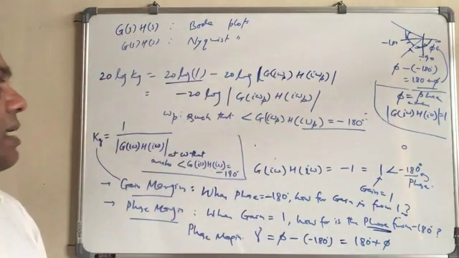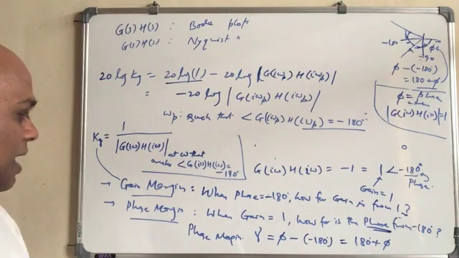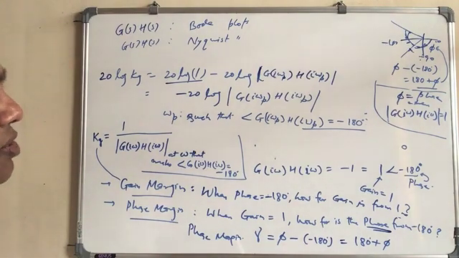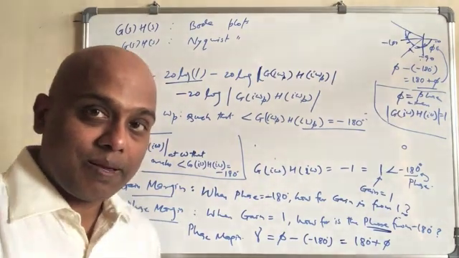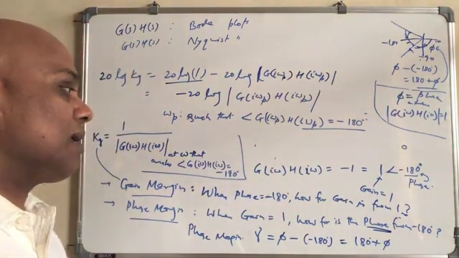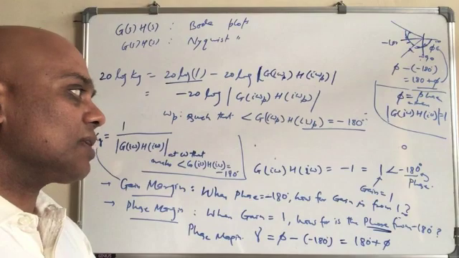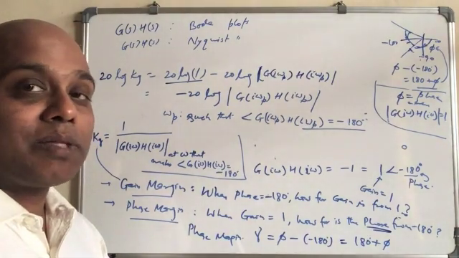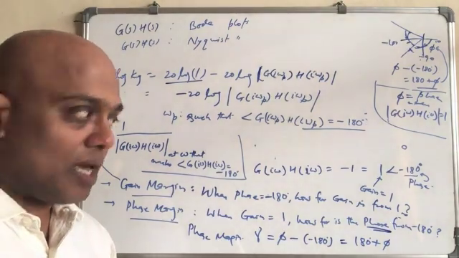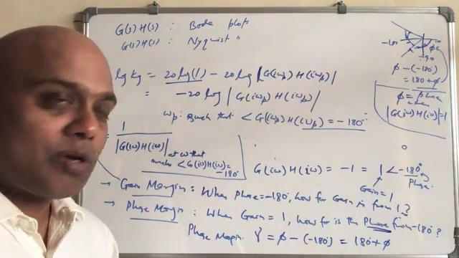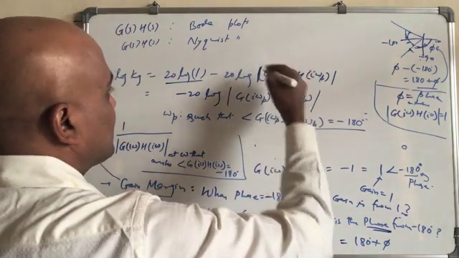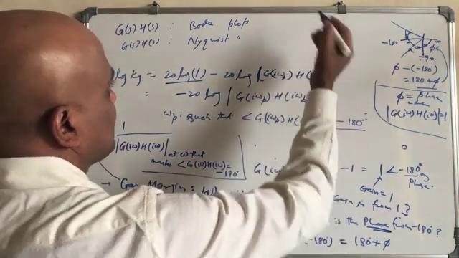So this is what the phase margin and gain margin are, and these are also design criteria. That gives you an idea of how far the system is from instability, so accordingly you can design the system.